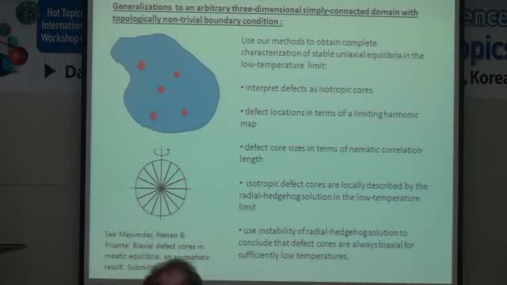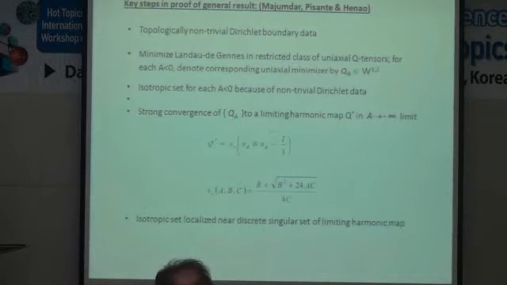I follow exactly the same strategy as I did for the simple model problem. We minimize the Landau-de Gennes energy in the restricted class of uniaxial Q tensors. You can again prove that this minimization problem is well posed, so you have a minimizer in the restricted class. You have topologically non-trivial Dirichlet data, so your constrained uniaxial minimizer will have an isotropic set. You can again repeat the same protocol to have strong convergence to a limiting harmonic map, which I have here.